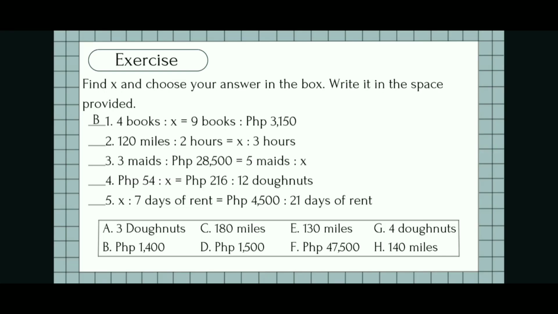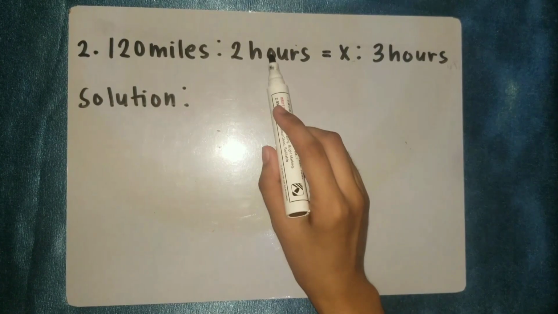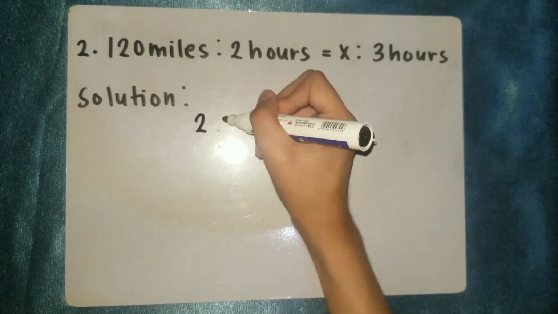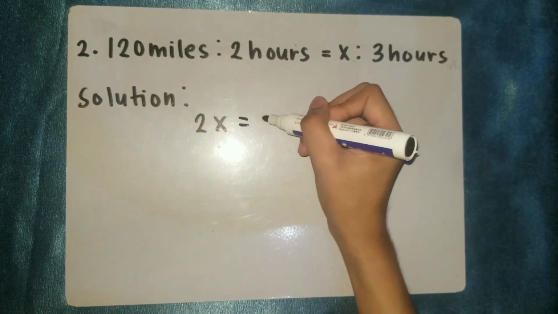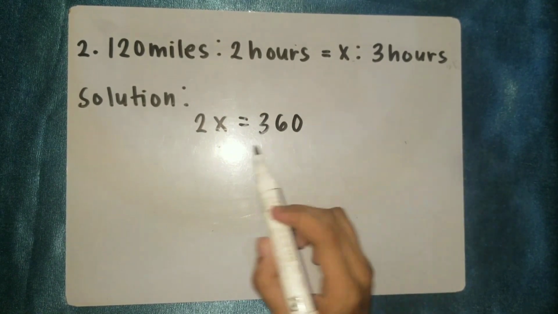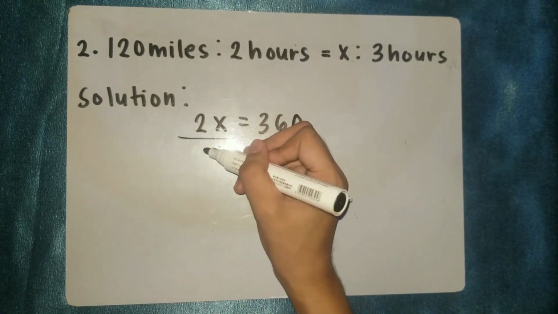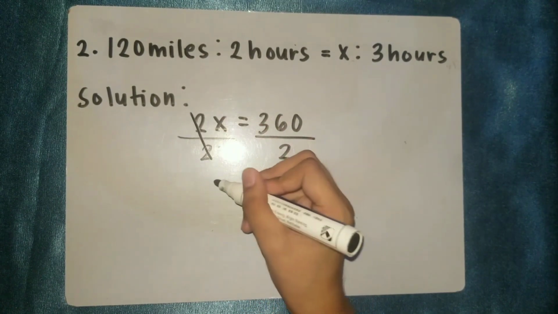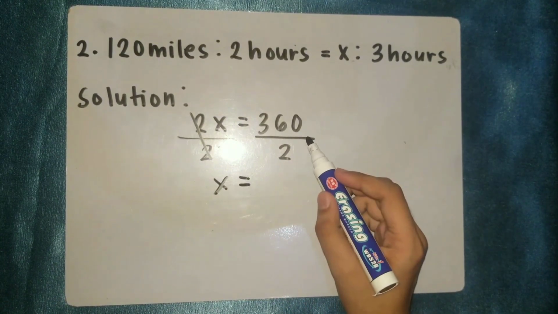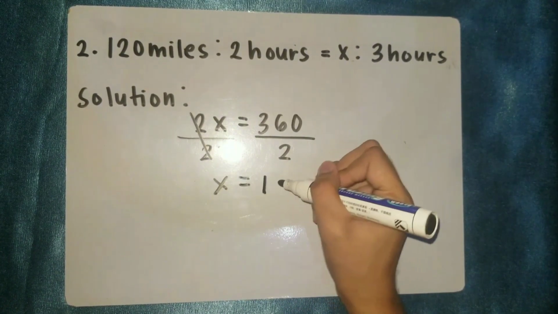Number 2. 120 miles is to 2 hours equal x is to 3 hours. The answer is letter C, 180 miles. Solution. 2 hours times x equal 2x. 120 miles times 3 hours equal 360. Divide 2 by both sides. 2x divided by 2 equal x. 360 divided by 2 equal 180.